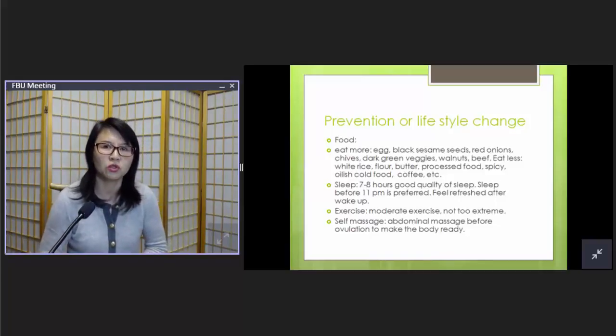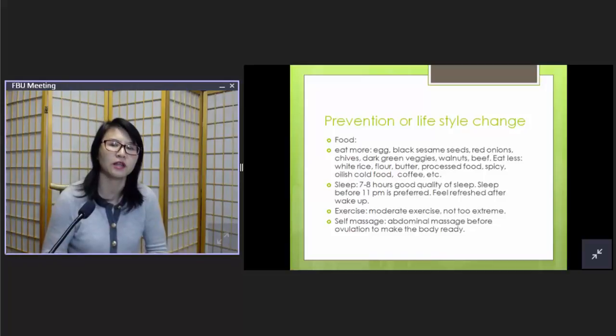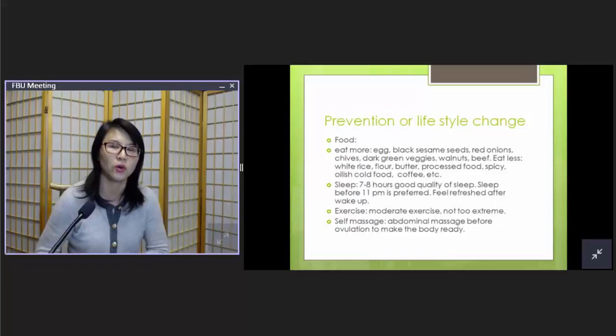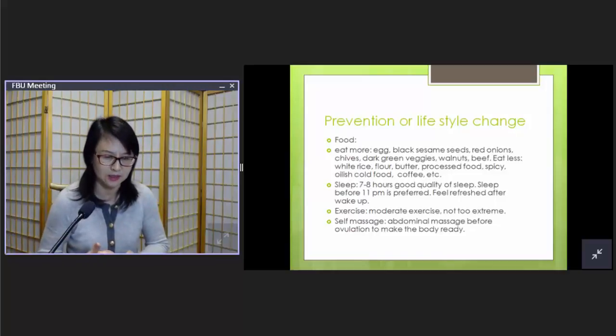So if you come to an acupuncturist, they will give you herbs and acupuncture treatment. Also, they will ask you questions about what you eat and how you sleep, because they want to make sure everything is all right. So these are the basic things you can think about.